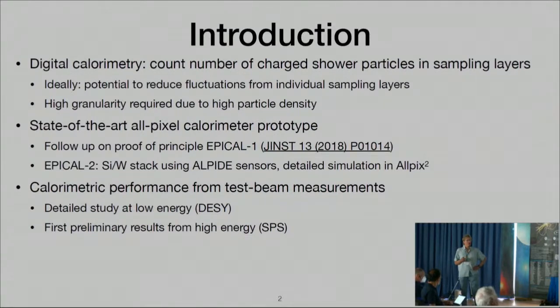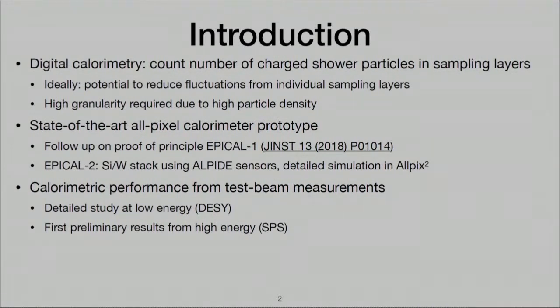So we have built a state-of-the-art pixel calorimeter prototype. In fact, one already quite a few years back, with a publication you can look up. The one I want to talk about today, the electromagnetic pixel calorimeter, which is where the abbreviation EPICAL comes from, number two, is similar to the other one, a silicon-tungsten stack, but now using more modern sensors, the ALPIDE sensors, which have been developed in the context of the ALICE experiment. I will describe this setup a little bit, and then we also discuss how we simulate the detector in detail. The main part of my talk will be about test measurements which show the calorimetric performance of this device. We have a detailed study from measurements at DESY, at rather low energy, but we also have first preliminary results from SPS for higher energy.